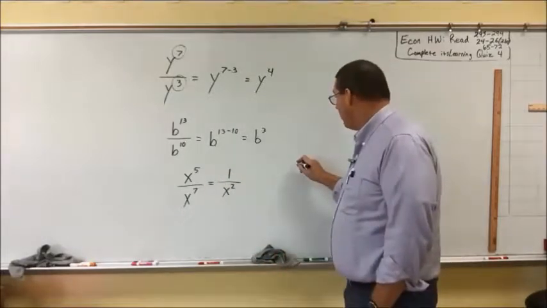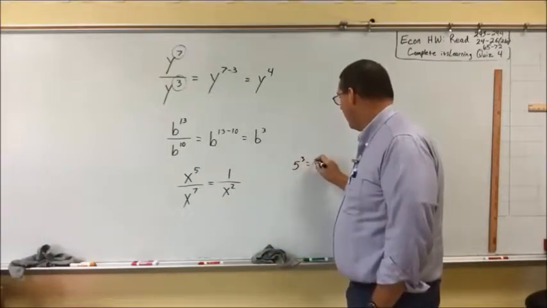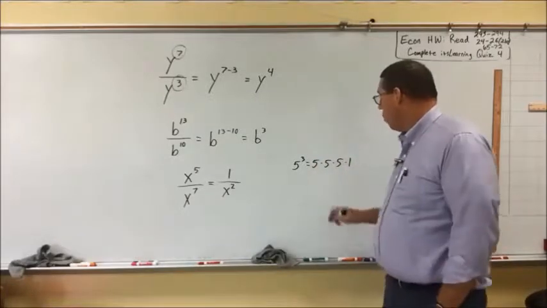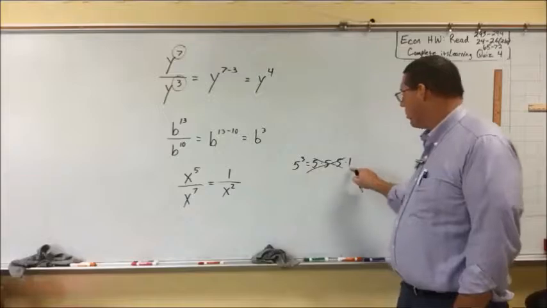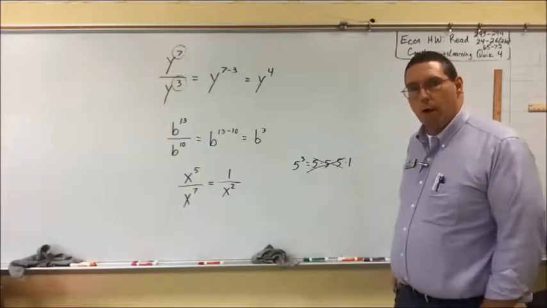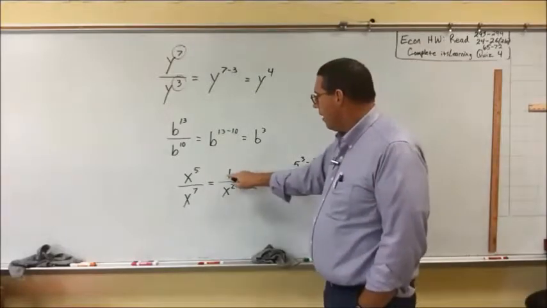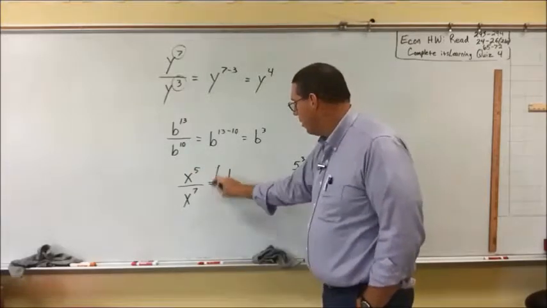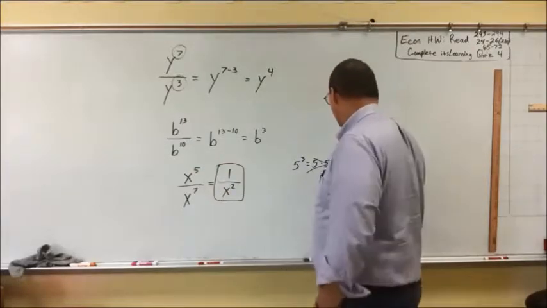Remember before when we said that 5 to the 3rd power is 5 times 5 times 5 times 1? So when all the 5's are gone, what's still there? There's still a 1 there. So here, even after all 5 of these x's are gone, the 1 is still there. So our answer would be 1 over x squared.